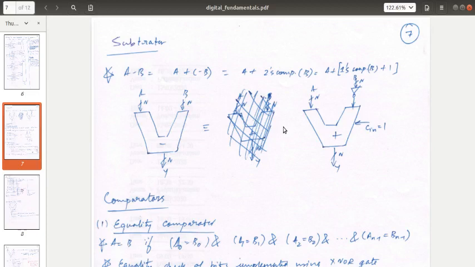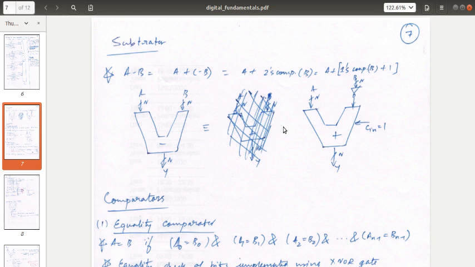Hello. In the last lecture, we had a look at prefix adders, which was a faster and more practical implementation of an adder. So now we move on. The first topic we'll see, first component that we'll see today, is a subtractor. Basically, how a subtractor is implemented.